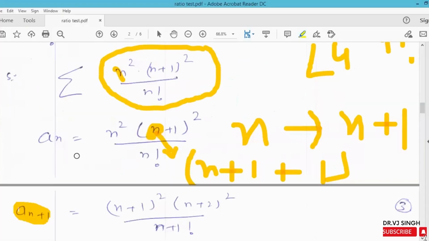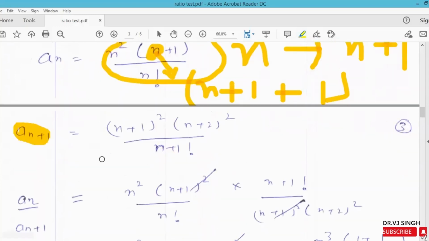So now after finding an and an plus 1, divide an by an plus 1. First this term remains the same. When we divide, the denominator becomes the numerator and the numerator becomes the denominator. Clear? So when we divide an by an plus 1, we write an as it is and multiply by the reciprocal of an plus 1.